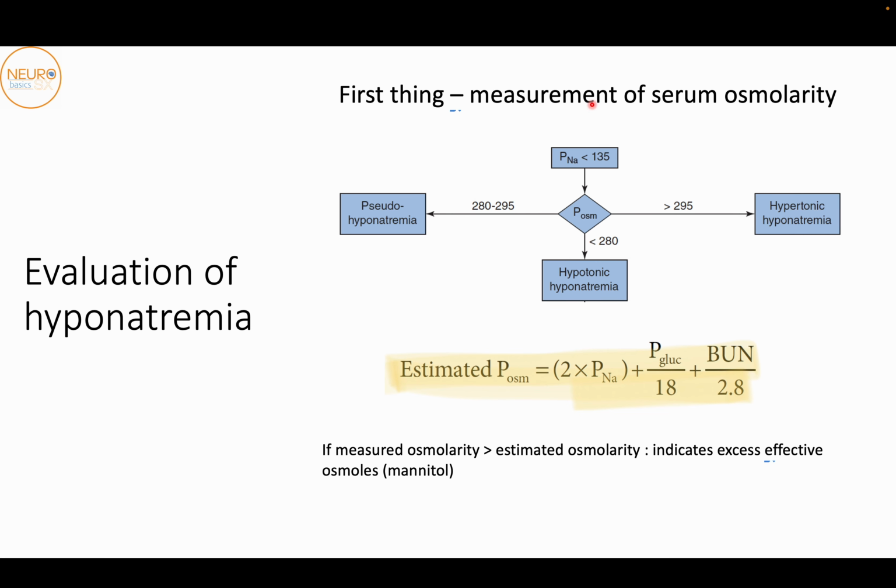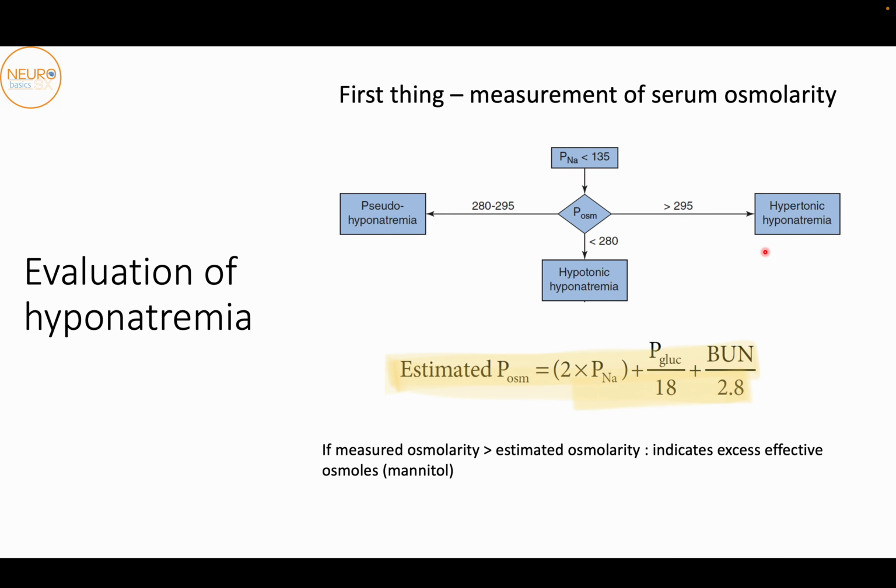Right, so the first thing we do when we have a patient with hyponatremia is we go in and we measure the serum osmolarity levels. Right, so sodium is less than 135. We'll go and measure the osmolarity, and we evaluate to see whether the patient is hypotonic, isotonic, or hypertonic. Right, so if the patient is isotonic, we know that it is most likely pseudo-hyponatremia, and that's nothing for us to worry about. Most likely they have some abnormal proteins or high triglyceride levels.